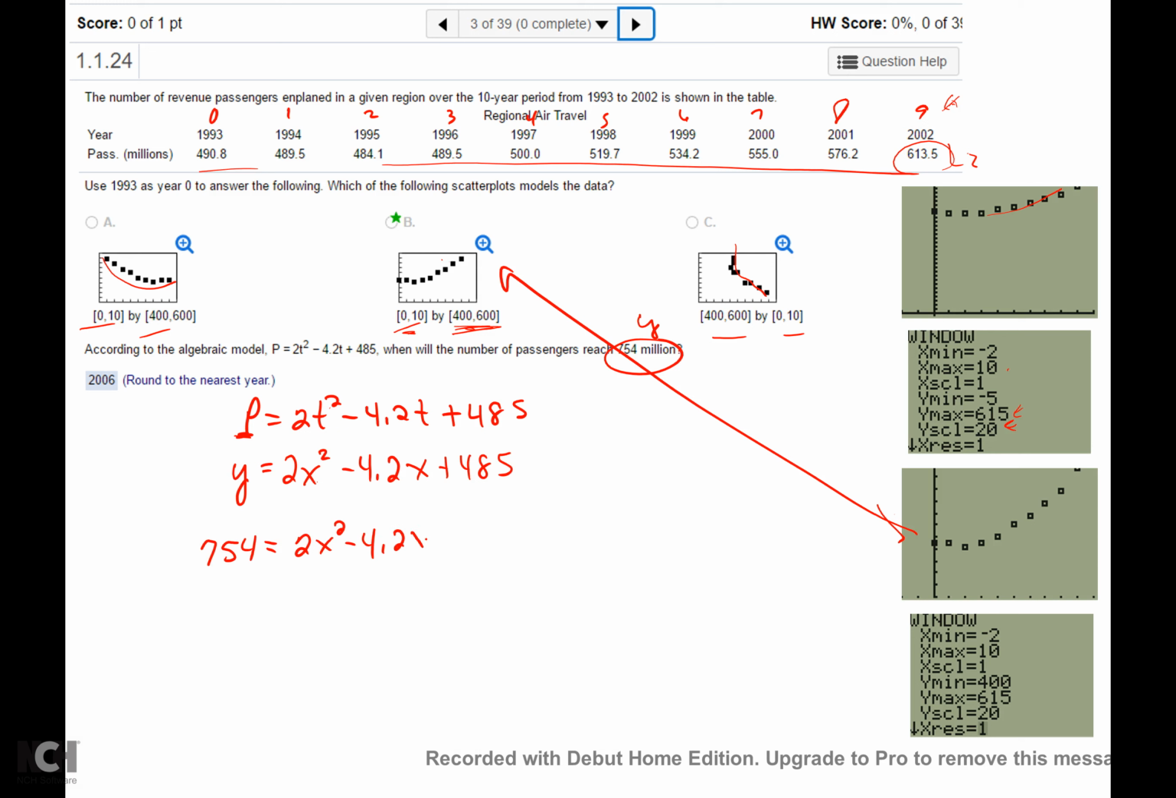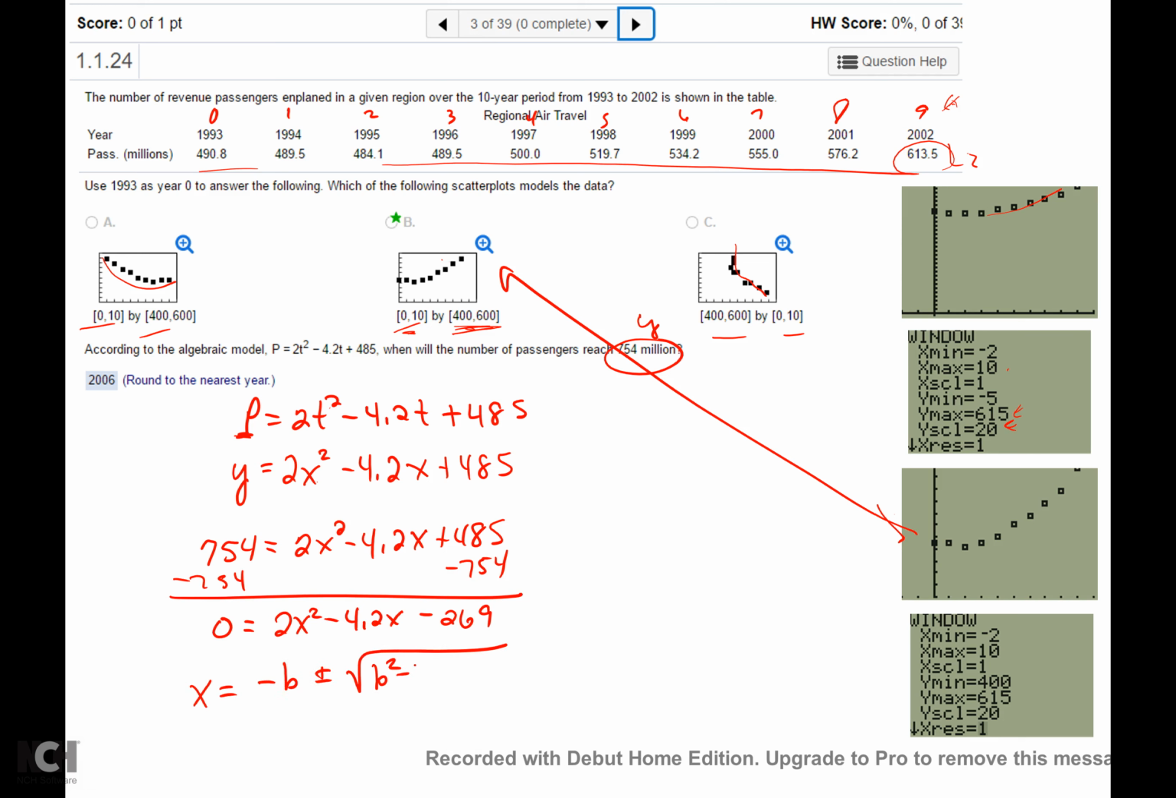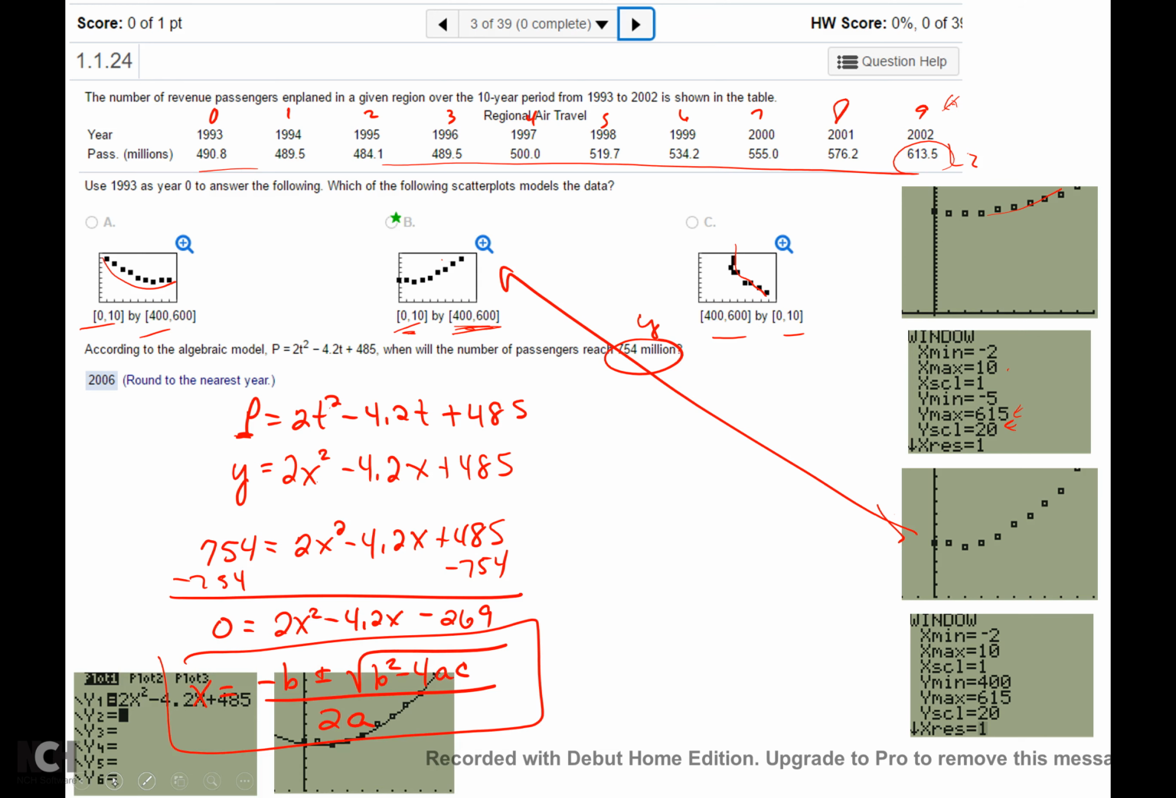Now, by hand, you would subtract 754, and I'd get 0 equals 2x squared minus 4.2x minus 45 minus 754 would be negative 269. And then you could do quadratic formula. Negative b plus or minus the square root of b squared minus 4ac all over 2a. That's one possibility. Or we can use a table.